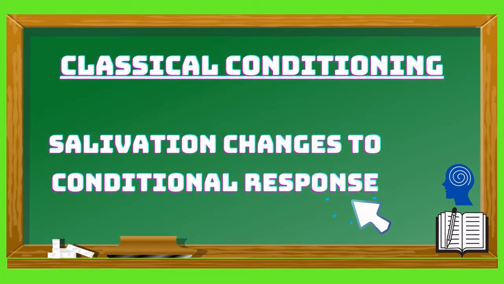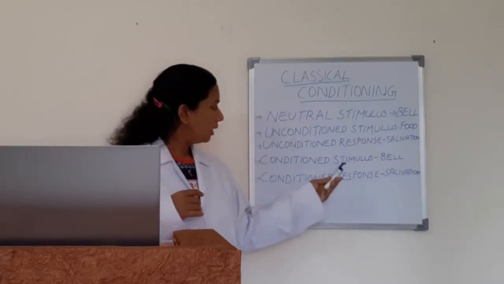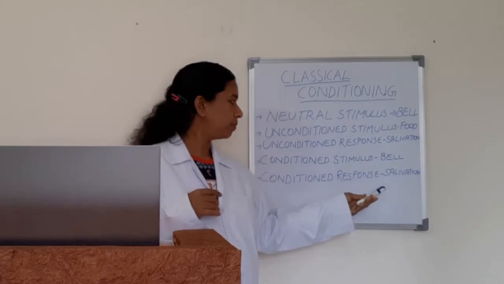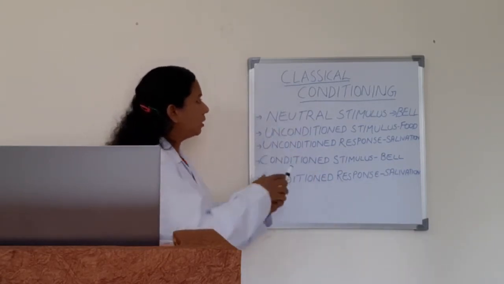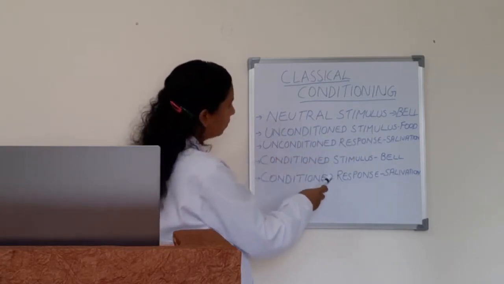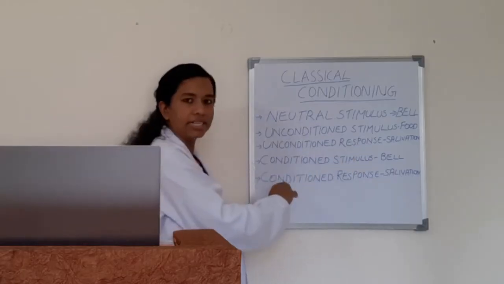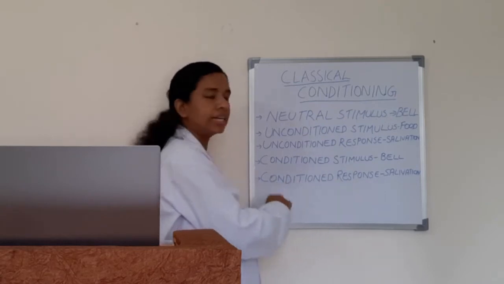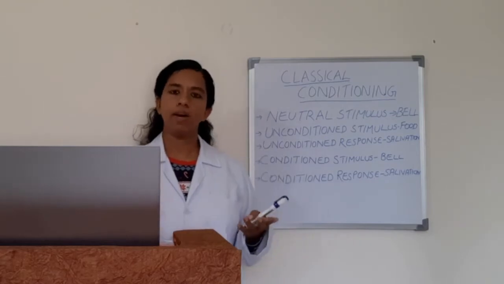When the bell rings, salivation comes. Initially when the food comes, salivation comes. Later when the bell rings, salivation comes. That is, the dog's brain is coupling the bell with food. So the bell, which is a neutral stimulus, later became the conditioned stimulus. The salivation, which is the unconditioned response, later became the conditioned response. This is known as the classical conditioning theory by Ivan Pavlov.